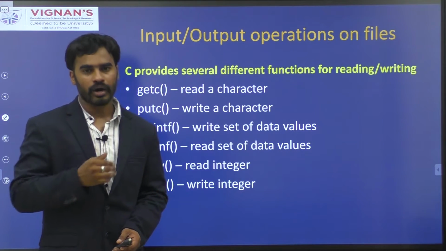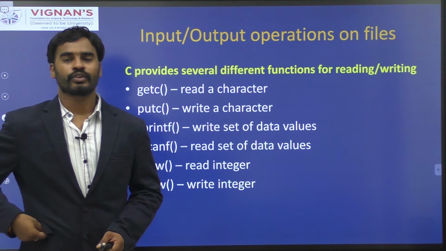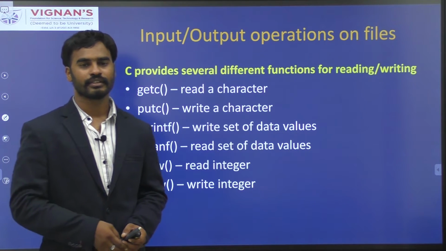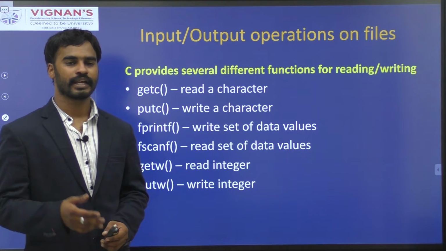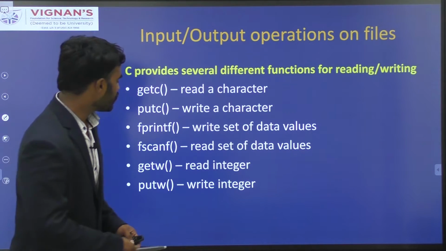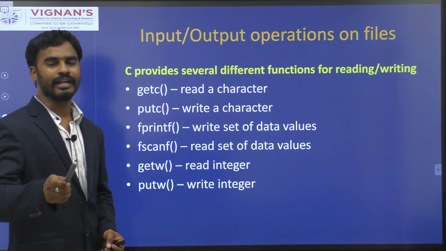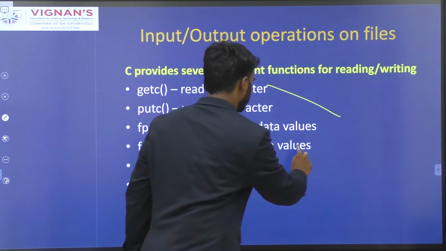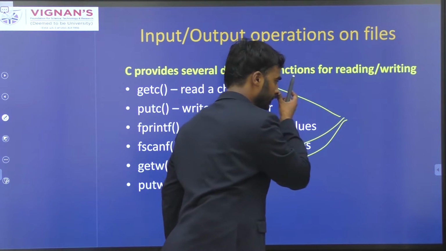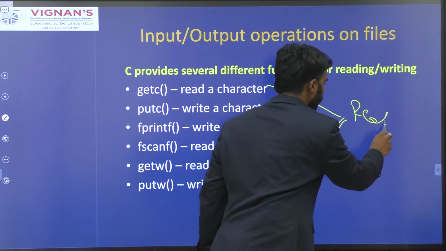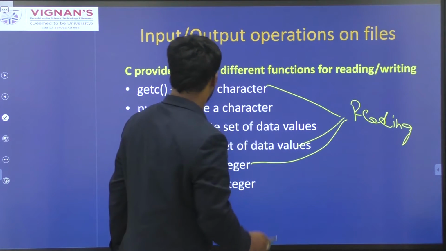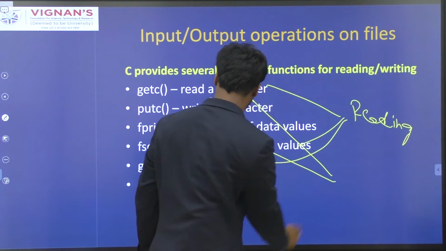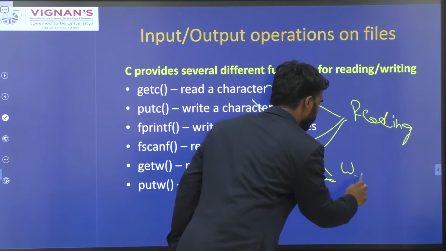Let's see what are the operations that you can perform on files. Okay, the operations are getC, putC, fprintf, fscanf, getW and putW. All these 6 functions are for reading and writing purposes. Okay, getC, fscanf, getW, these 3 are for reading purpose. putC, fprintf and putW, these 3 are for writing purpose.